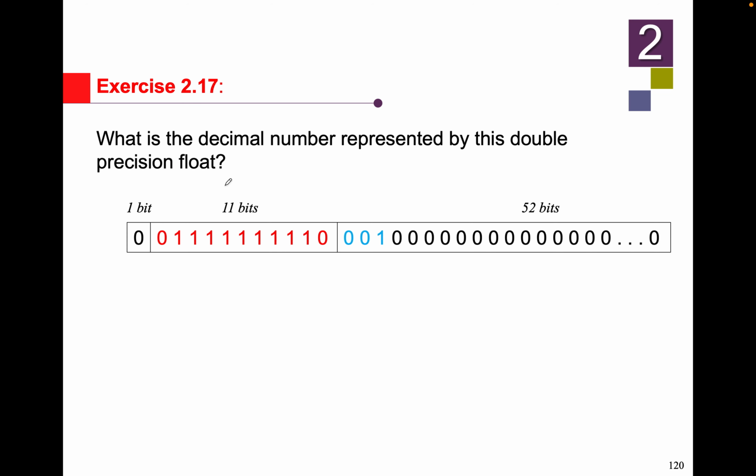Please try to do so. Follow similar things for your single precision example. The only difference now is that you are using double precision, which means the value for your exponent is already 11 bits, and your fraction is 52 bits. So try to get the decimal number from this double precision float.